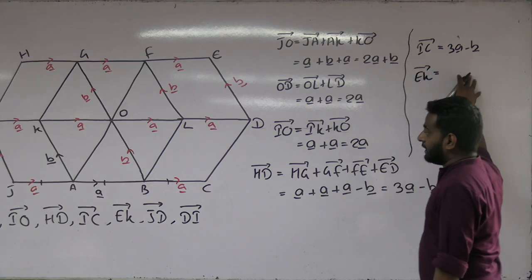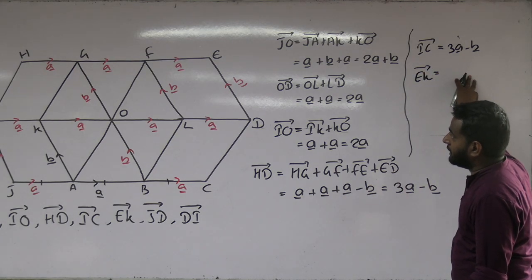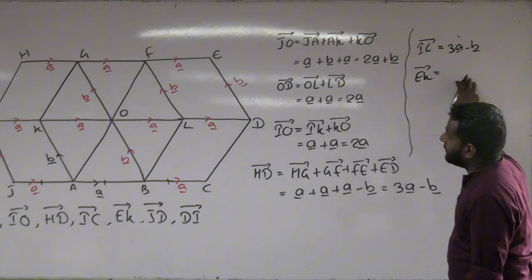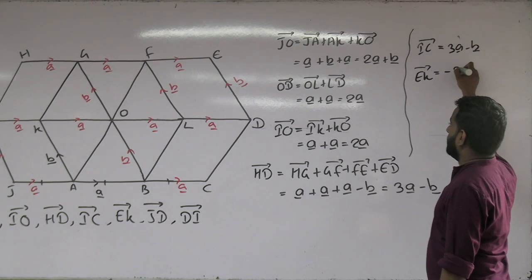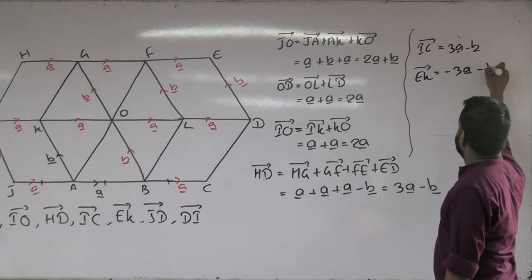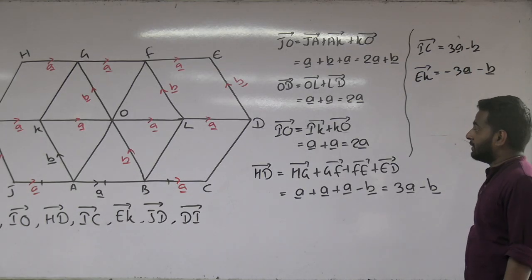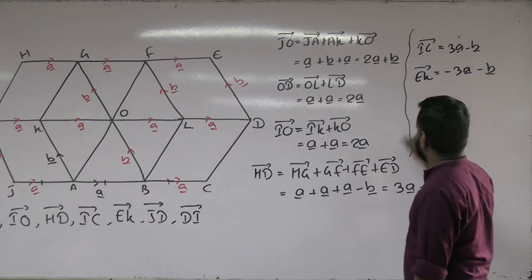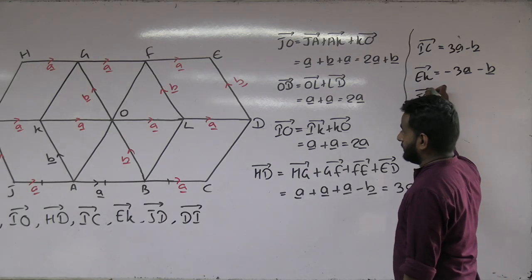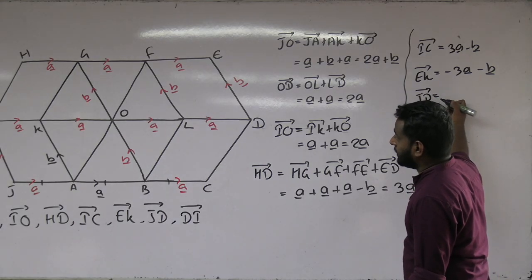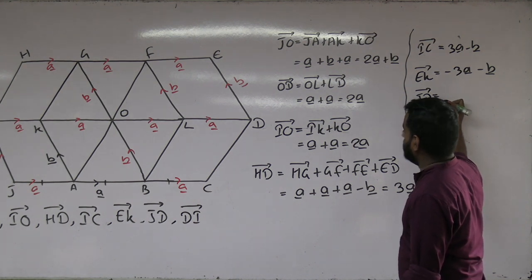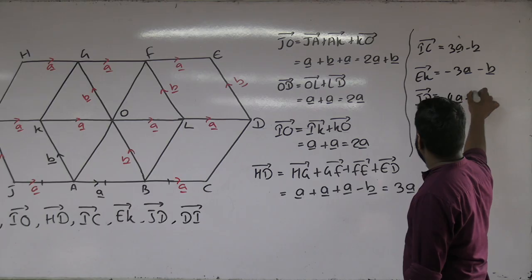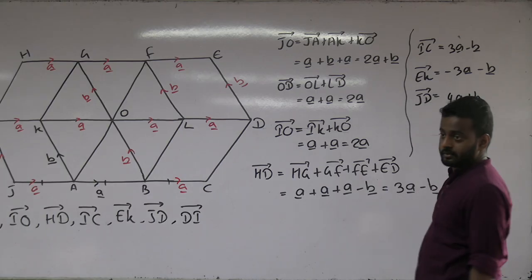So the vector EK is equal to, so we can write EK as, EK means minus 3A minus B. Is it minus 3A minus B? Okay. And finally JD. Where is D? Okay, JD is 4A plus B. 4A plus B, JD. Is it so?